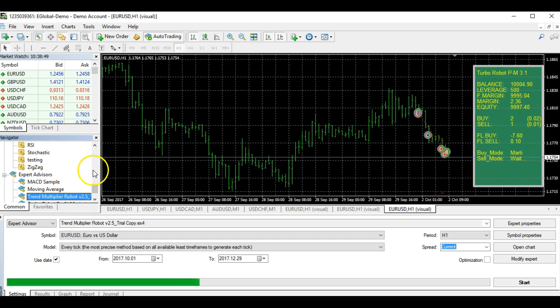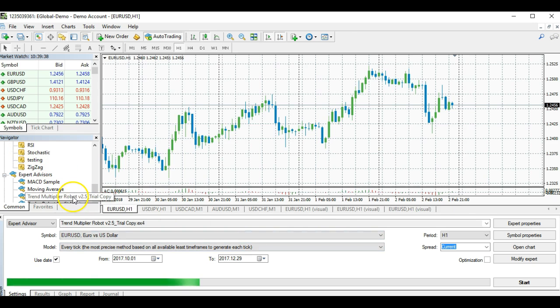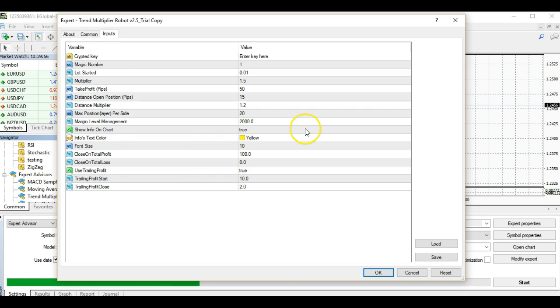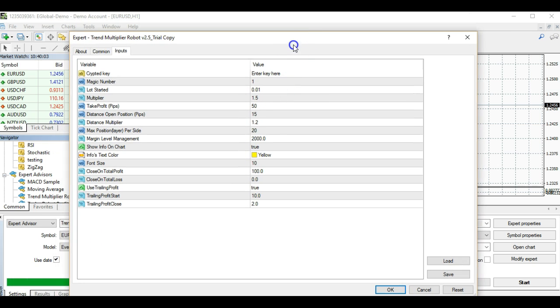So we will drag this trend multiplier robot 2.5 from our navigator tab under expert advisor. Alright, so drag it. Our pair we will use for our demo testing is euro US dollar, and then 1 hour. Then we will drag the trend multiplier, drag it to our window. Okay, then we go to the inputs. So what is the added now? What are the added features compared to the old version?